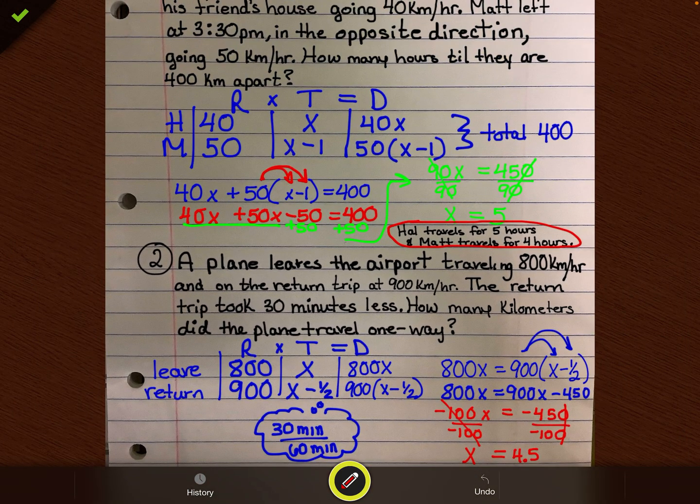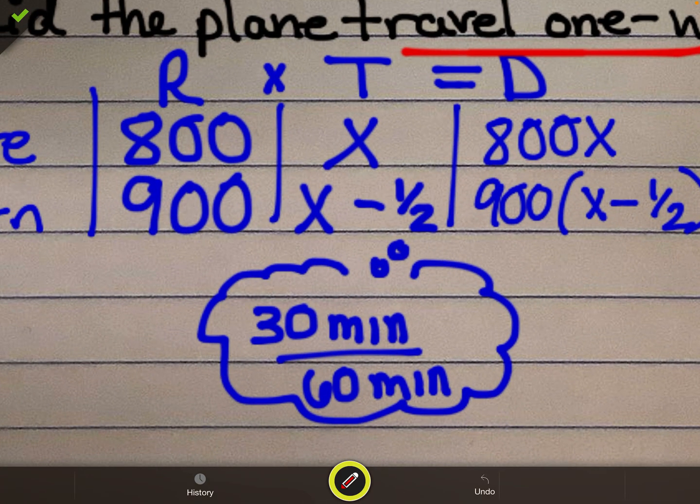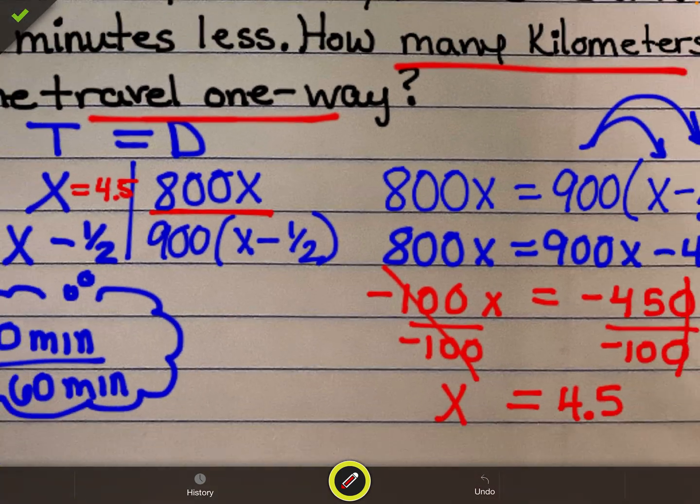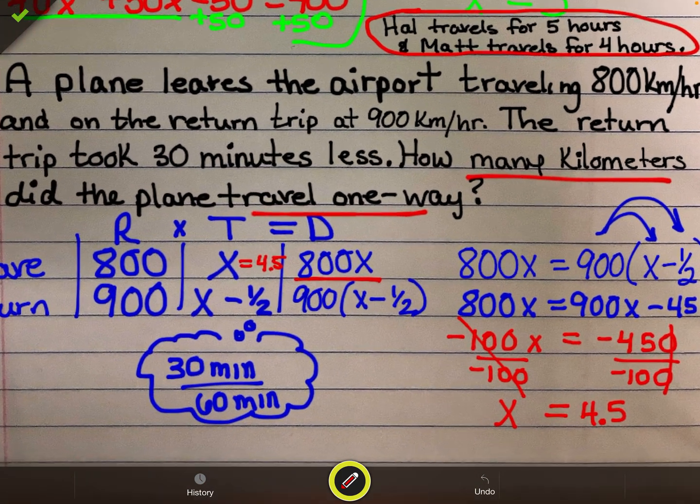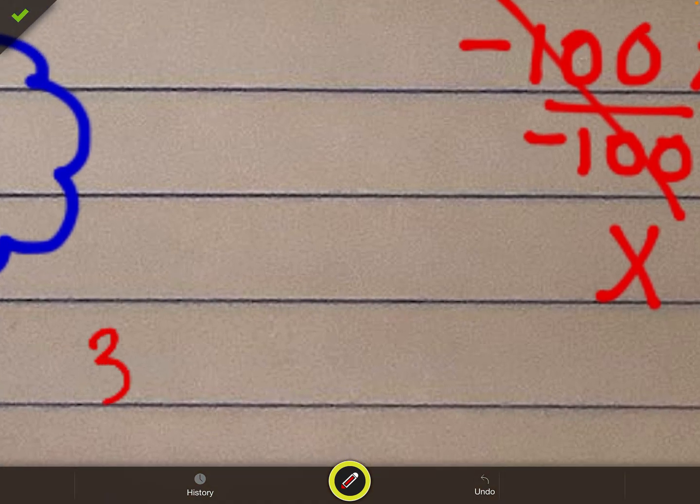But let's go back to the question. It's asking how many kilometers did the plane travel one way. So I'm going to go back to my table and replace x with 4.5. Then I can multiply that by 800 because that's how my distance will be calculated. When we do that, we get 3,600. So my final answer is 3,600 kilometers one way.